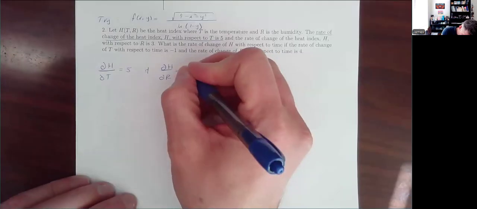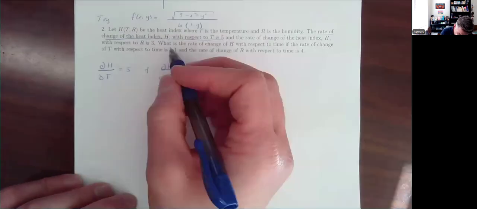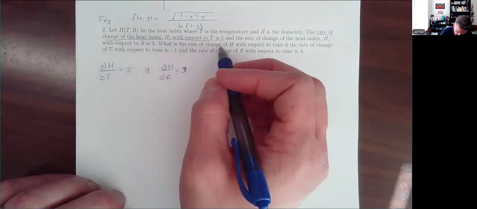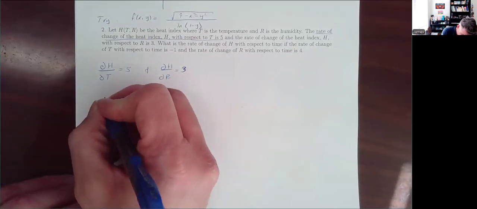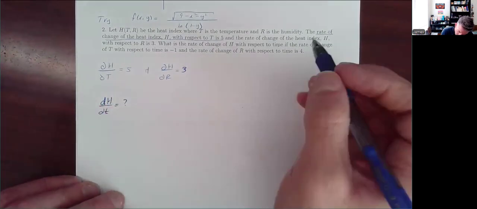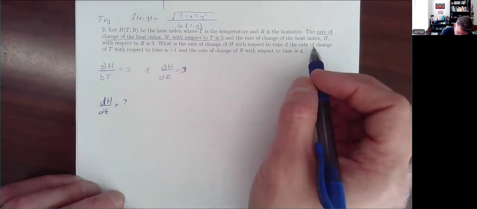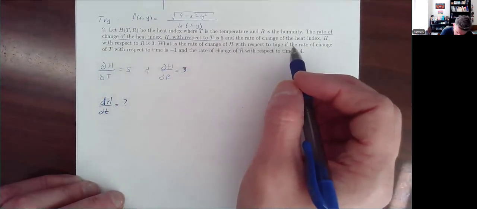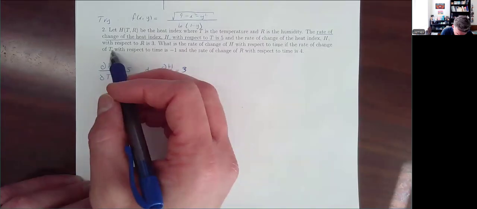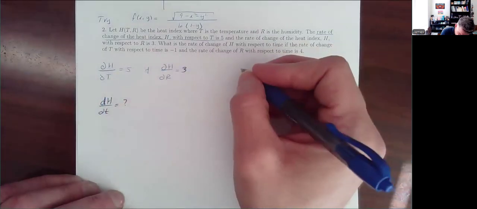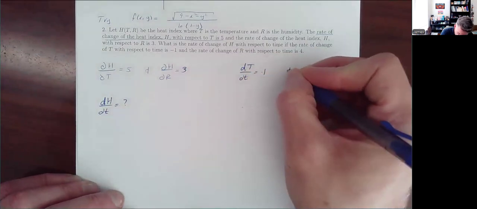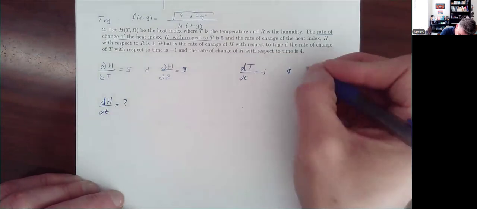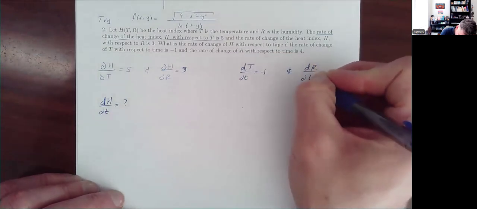So that's 3. And then they're asking, what is the rate of change of h with respect to time? So we're asking to find dH/dt. If the rate of change of capital T with respect to time is -1, so they're telling us that dT/dt is -1, and the rate of change of r with respect to time is 4. So dr/dt is 4.